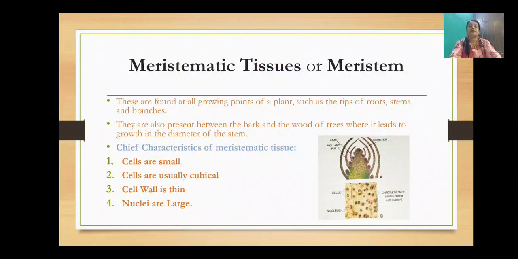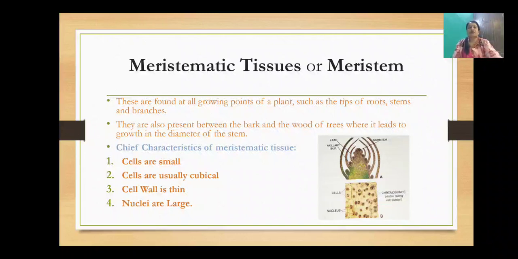Now let us learn about the meristematic tissue. The meristematic tissues we can also term as meristem. They are found at all growing points of a plant. Wherever the growing points are in the plants, the meristematic tissues are located there, such as the tips of the roots, the stems and the branches. They are also present between the bark and the wood of trees, where they lead to growth in the diameter of the stem. It increases in growth, forming the diameter of the stem.